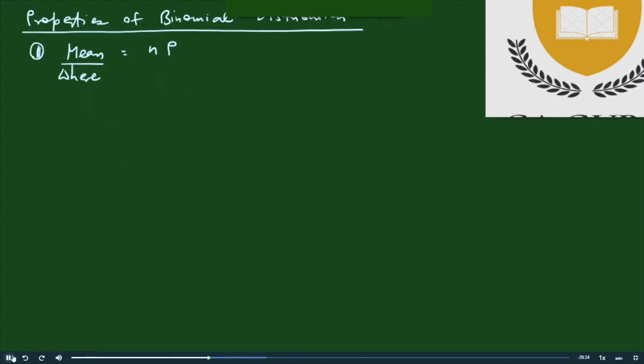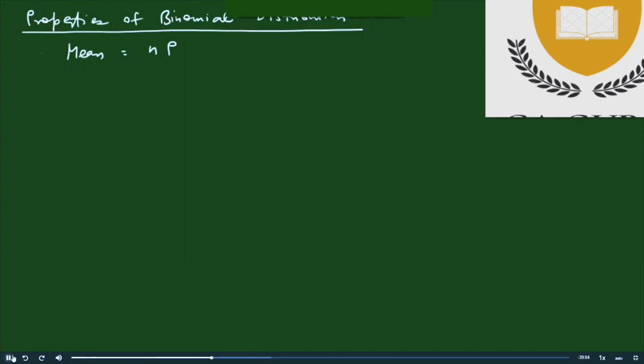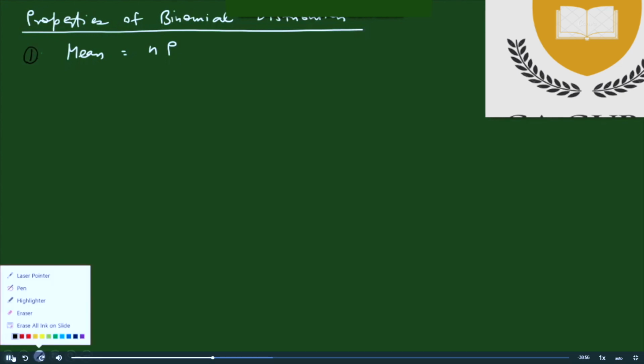Now, after problems in binomial distribution, we shall be going through the properties of a binomial distribution. The first property which we'll be looking at is the mean. In the case of a binomial distribution, the mean is equal to n into p. So let's write this down first: mean is equal to np.